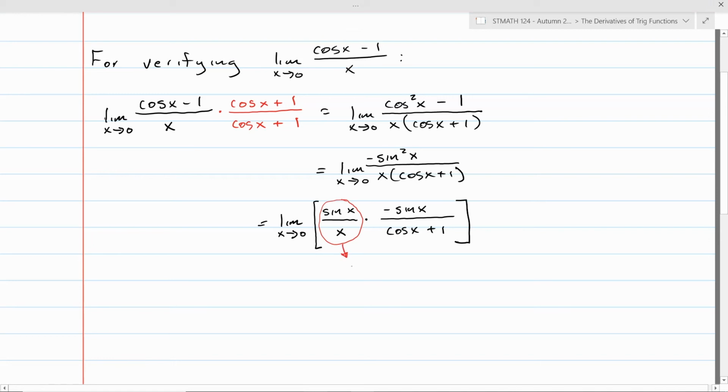Well, that's what we just verified a minute ago. That's 0. I'm sorry, oops, that goes to 1. And then the second expression there, we can evaluate by direct substitution, because direct substitution does not result in 0 in the denominator. It results in 2 in the denominator. When you do direct substitution there, you get negative sine of 0, which is 0, over 1 plus 1. So that just equals 0.